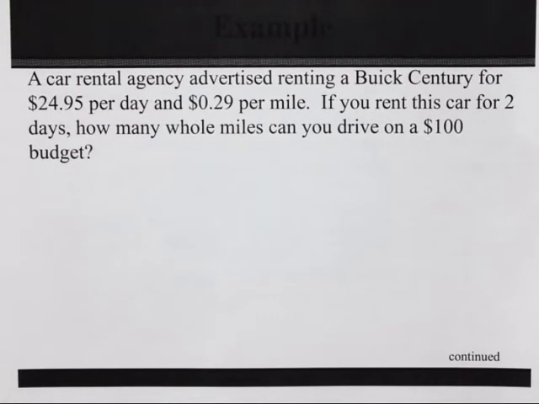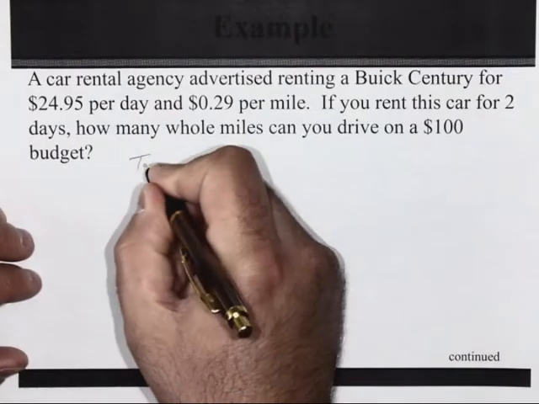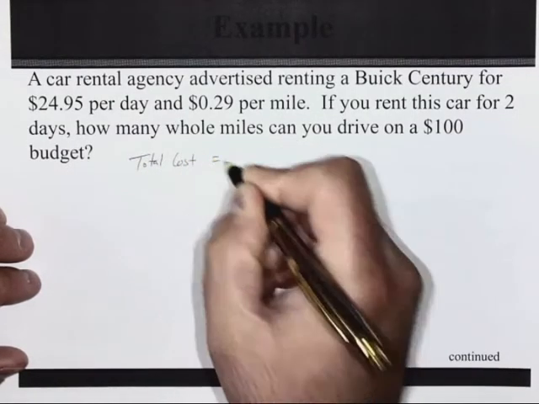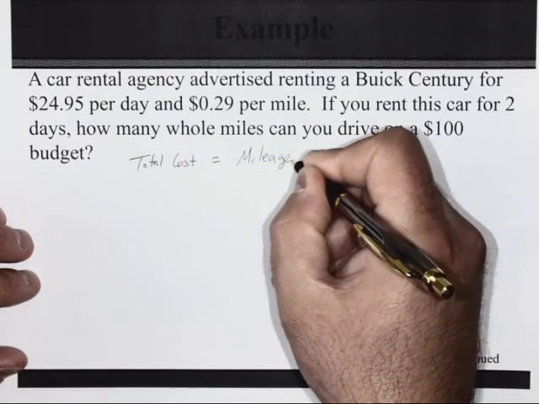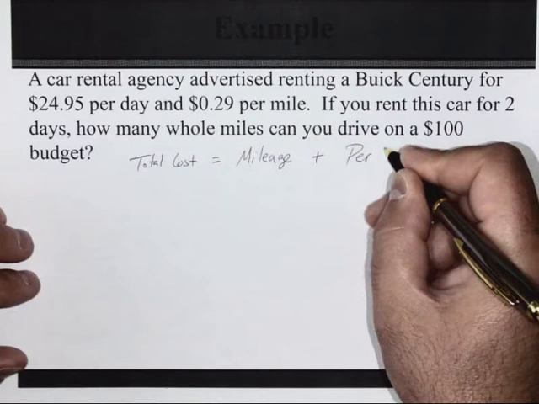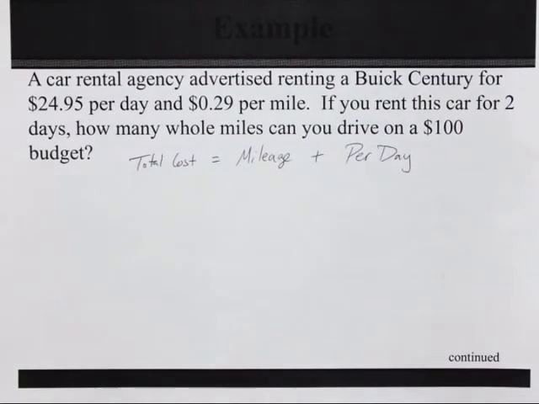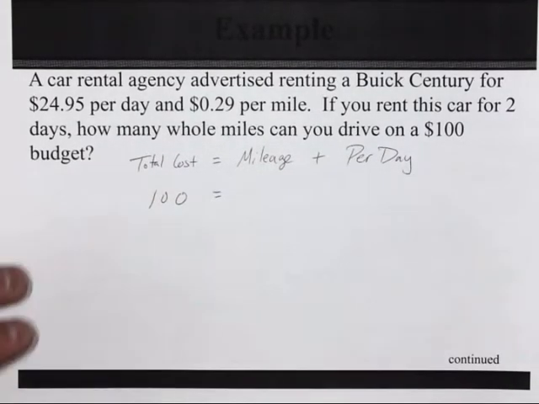A car rental agency advertised renting a Buick Century for $24.95 per day and 29 cents per mile. So if you rent this car for 2 days, how many whole miles can you drive on a $100 budget? So let's look at translating that into an equation. So the total cost of renting the car is equal to two things: the mileage plus the per diem that you have to pay. Okay. So the total cost needs to be $100 since that is our budget.